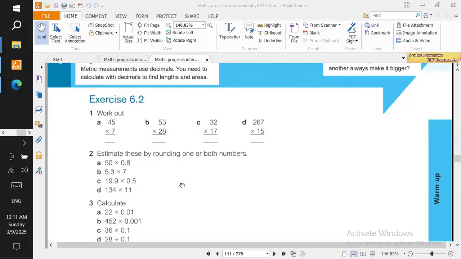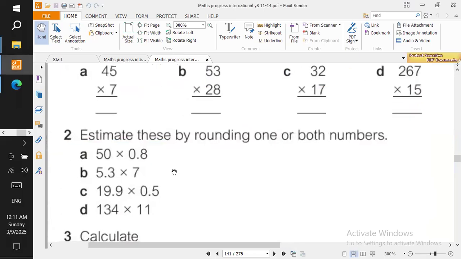Here, same idea, estimating by rounding one or both numbers. For a question like this, you must use estimating or rounding. Sometimes they tell you to round to the nearest whole number or decimal place, or sometimes they don't, you just round to a whole number, okay? So when you round this, it's going to be 1, and then 50 times 1 equals 50. When you round 5.3 it is going to be 5, so 5 times 7 is going to be 35.